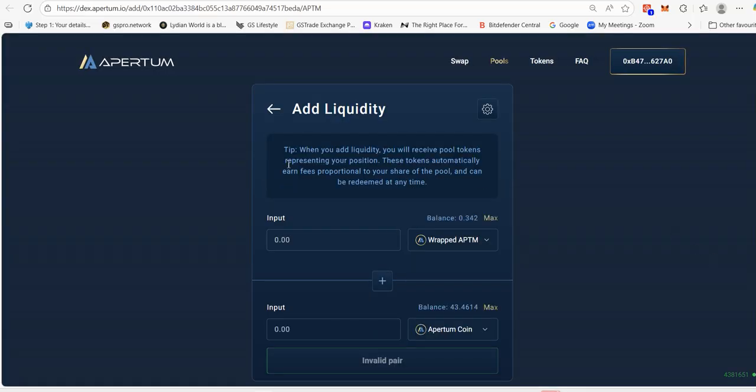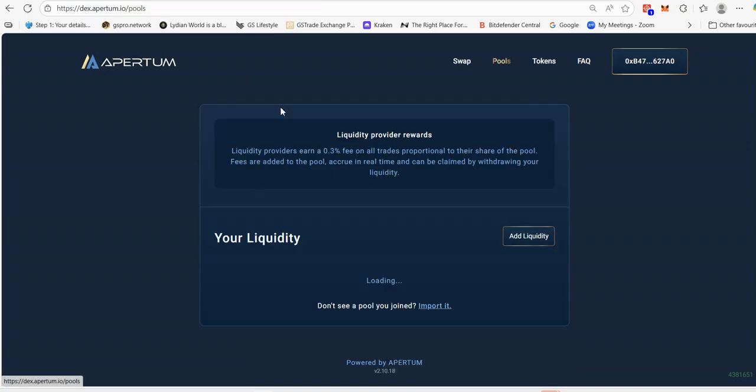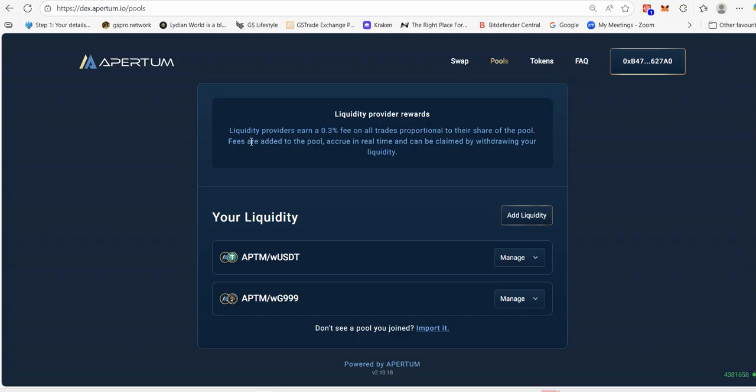So all I'm going to do is add liquidity. And check this out. When you add liquidity, you receive pool tokens representing your position. These tokens automatically earn fees proportional to your share of the pool. This is what I wanted to show you: liquidity providers earn a 0.3% fee on all trades, proportional to their share. How cool is that, right?